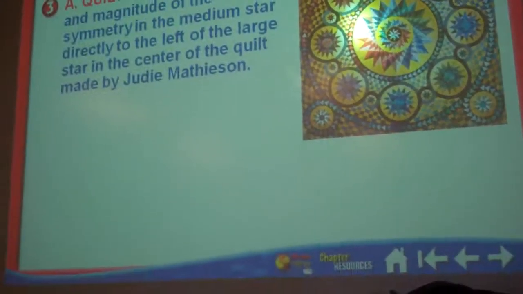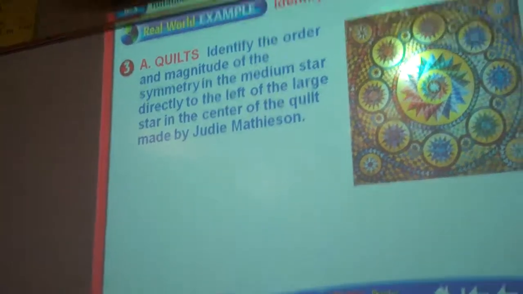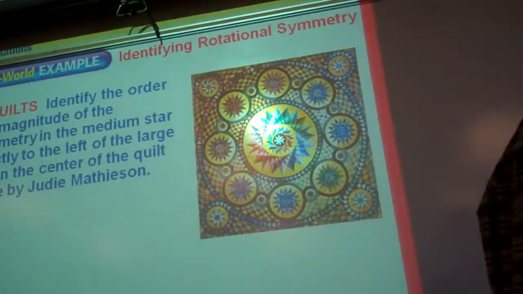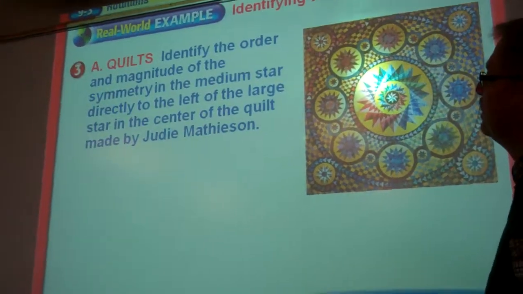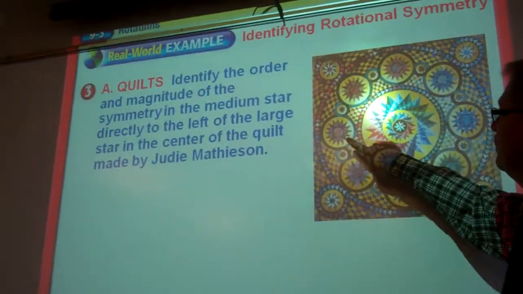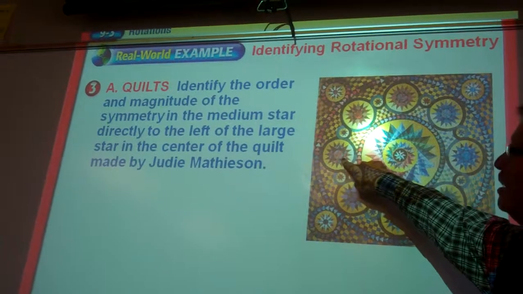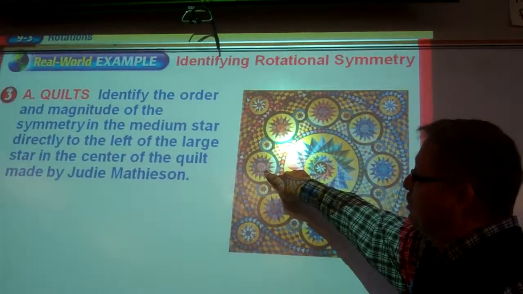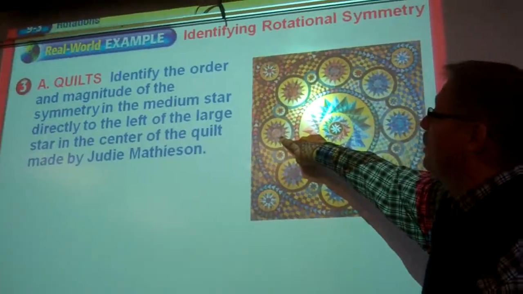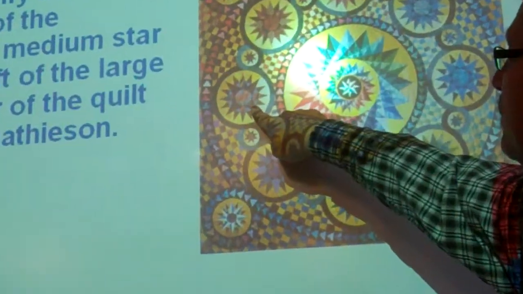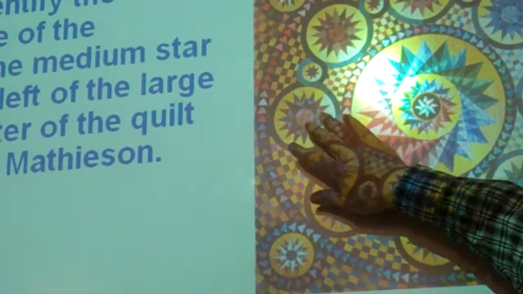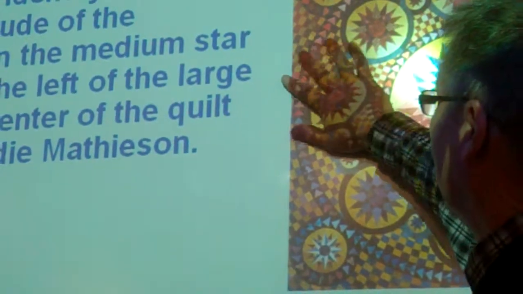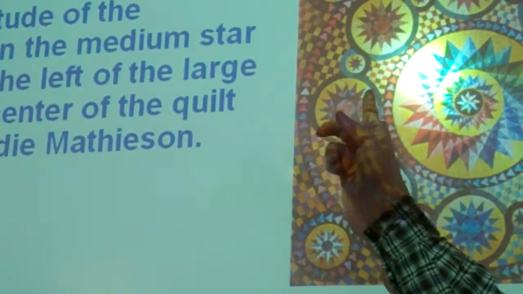We have a nice quilt here, made by Judy Matheson. Good job, Judy. We'd like to identify the order of magnitude of the symmetry in the medium star directly to the left of the large star in the center of the quilt. I believe they're talking about this star. They want you to describe the order and magnitude of the symmetry. How many times could you take this star and rotate it and have it look just like it did before?